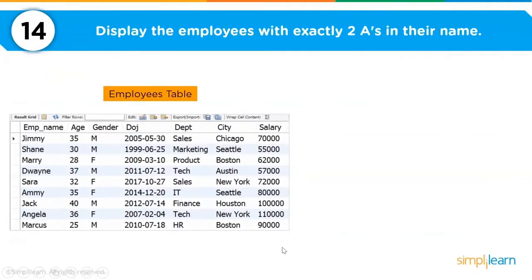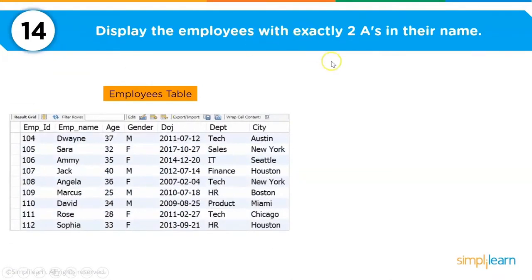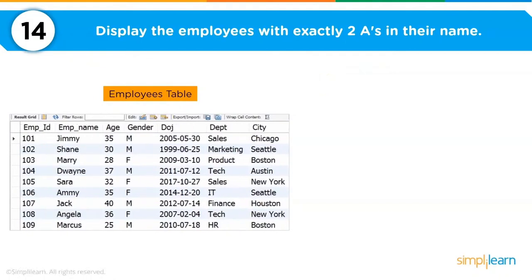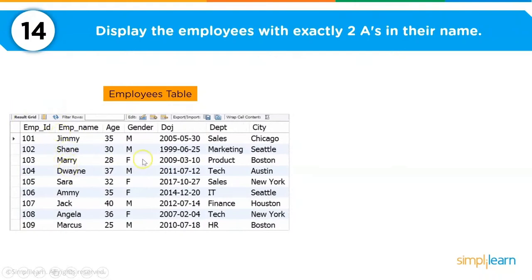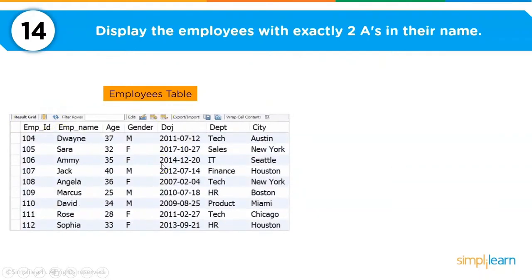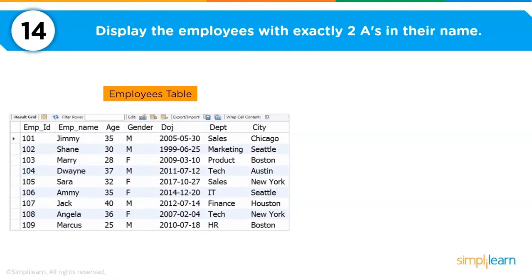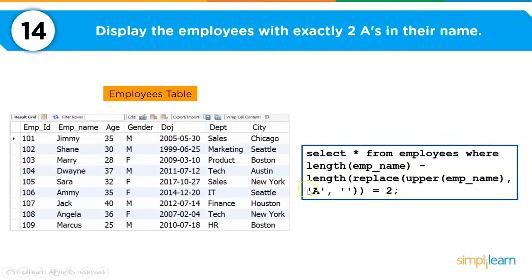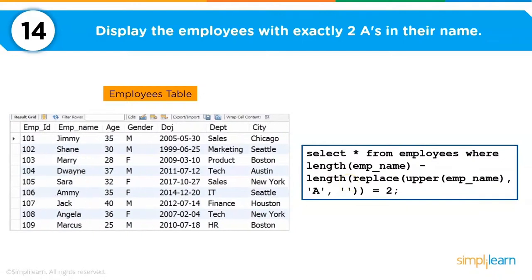Now the 14th question is a bit tricky, wherein we want to display the employees with exactly 2 A's in their name. So you see here I have my employee names, and there are certain employees who have just 2 A's in their names. So I want to find those employees only. Now the way to do is, it is a bit tricky to understand. I'm going to break it down and make you understand on my MySQL workbench.